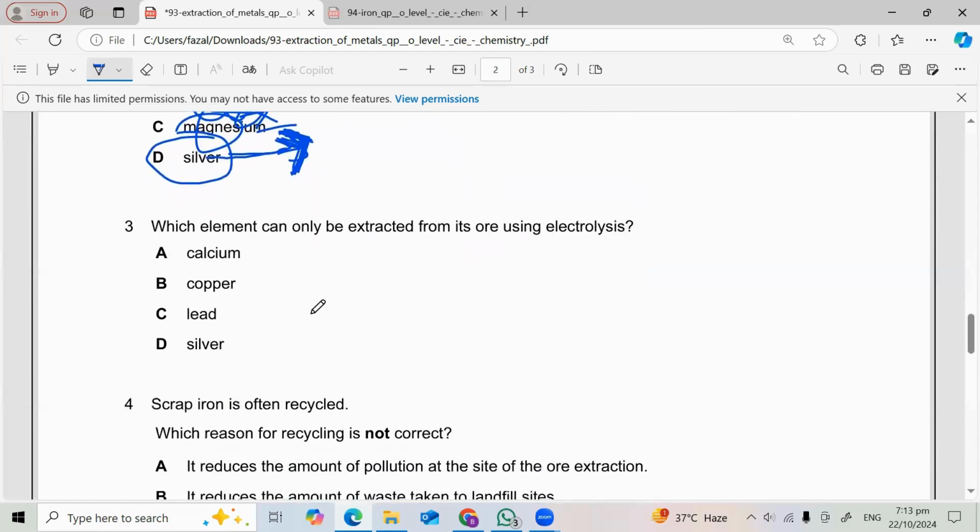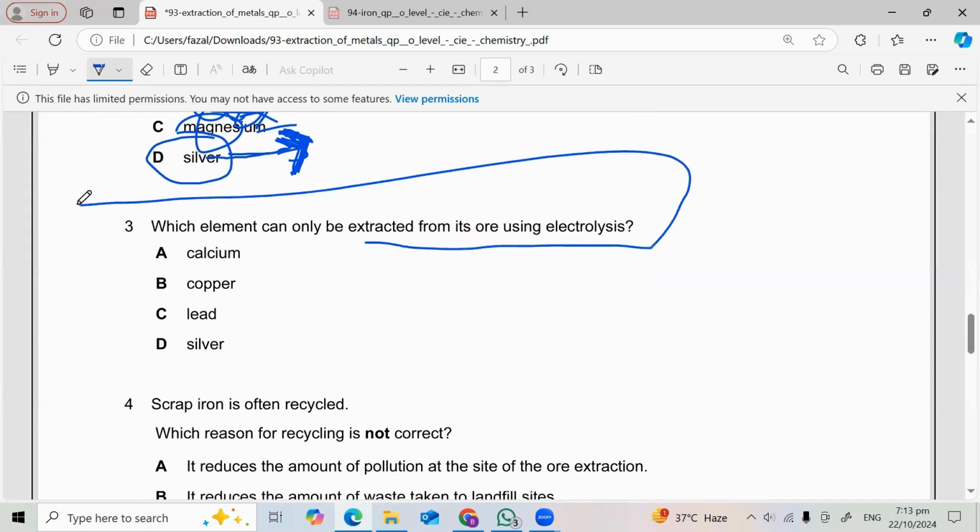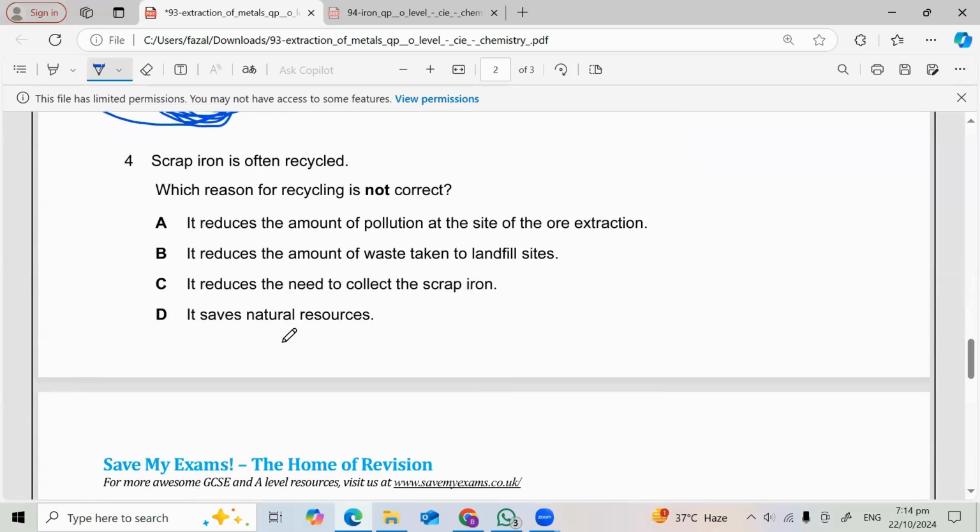Now let's look at question number three. Which element can only be extracted from its ore using electrolysis? Now this question is basically asking which element can be extracted from its ore using electrolysis. So the answer to this can be silver, okay? Because silver cannot be extracted by other methods, but calcium, copper, and lead can be, okay?